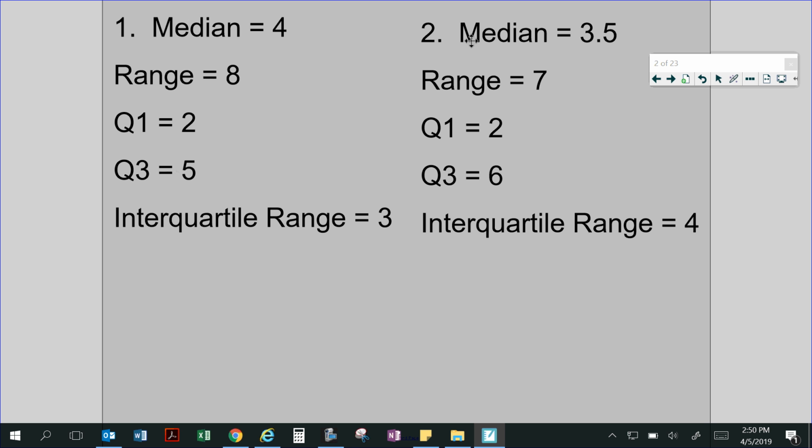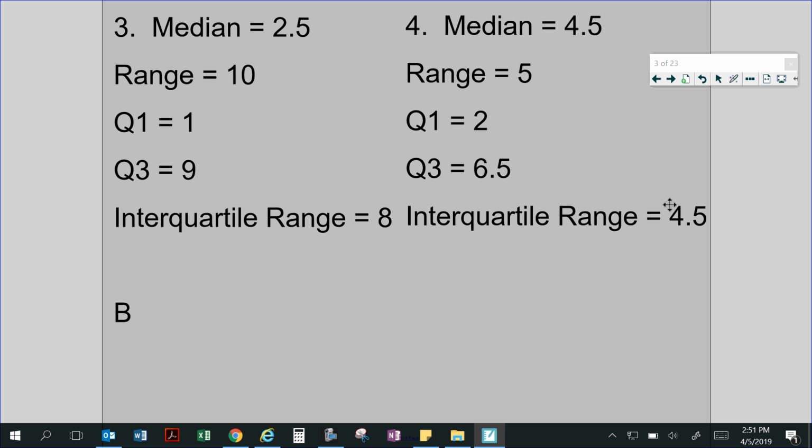Take out a red pen or highlighter if you haven't done so. Number 2, the median is 3.5. Range is 7. Q1 is 2. Q3 is 6. Interquartile range is 4. Subtract 6 minus 2. Number 3, the median is 2.5. The range is 10. Quartile 1 is 1. Quartile 3 is 9. Interquartile range is 8.